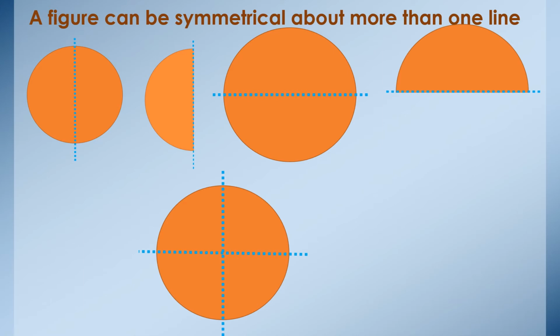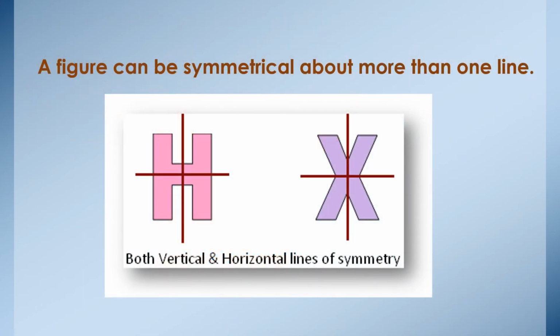We draw more lines passing from the center. About this line also the circle is symmetrical. About this line also the circle is symmetrical. So here we understand that a figure can be symmetrical about more than one line. Let us see some more examples here.